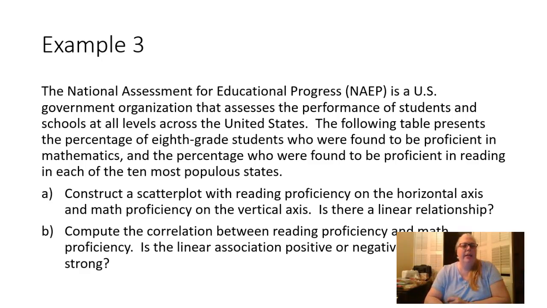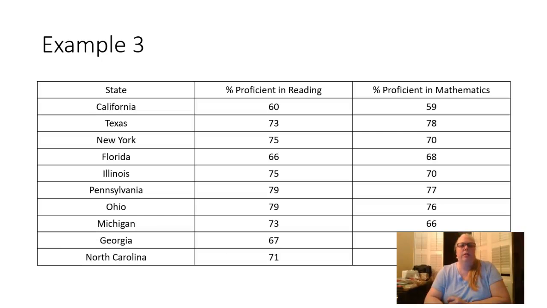Okay, the data is actually located here on this slide, and there are our 10 most populous states from California through North Carolina there. And we're going to draw a scatter plot of this data, and they asked us to put reading on the horizontal axis and math on the vertical axis. That means this is our independent variable, and this one will be our dependent variable right here. So we're going to plot all these ordered pairs.